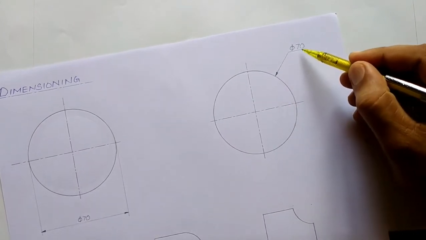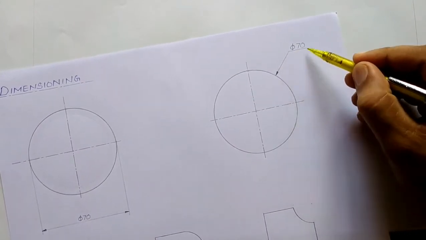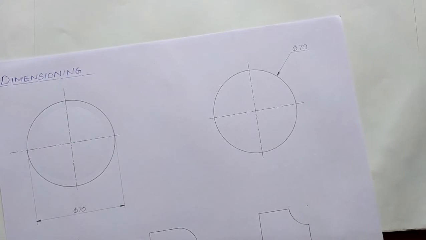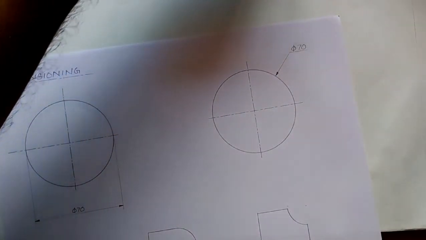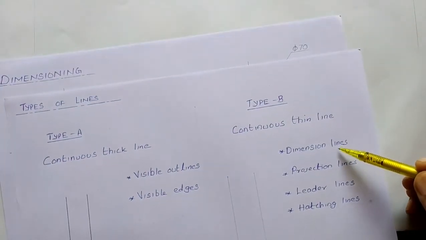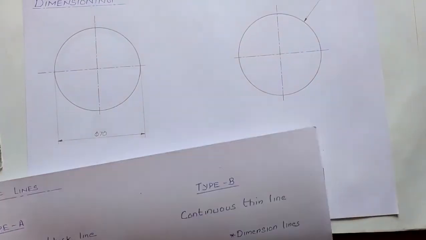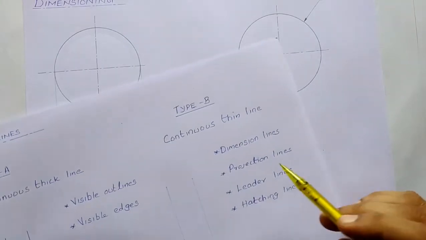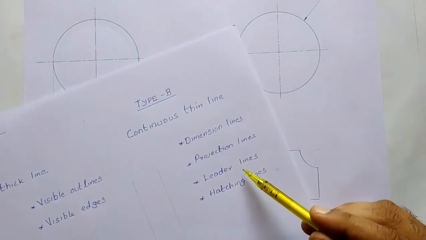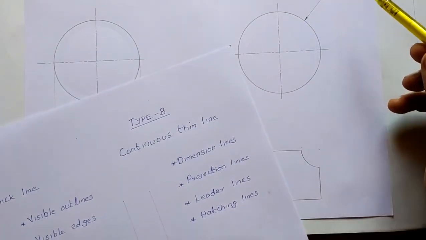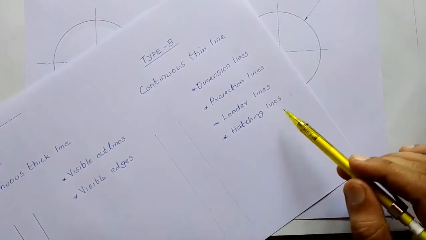So this is also drawn using type B line, continuous thin line. So we have learned about the various uses of a continuous thin line. So what are they? They are used for dimension line. So this is a dimension line. Projection line. So this is a projection line. Leader line. So this is a leader line. So we shall see hatching lines later.